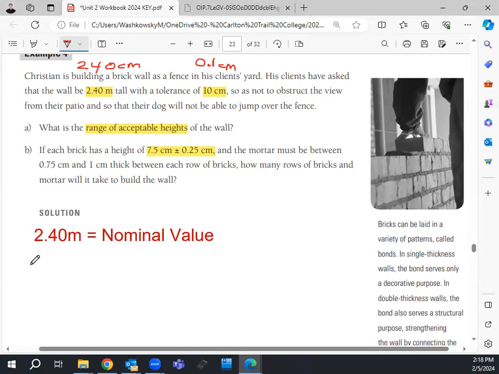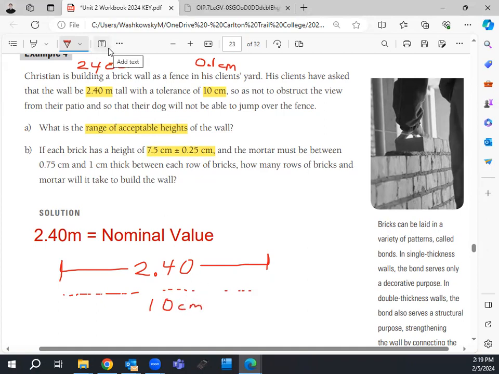And so just like before, if I have 2.40 as my nominal value, that's that middle part, it can have a tolerance of 10. I'm saying that it can be a little bit shorter, it can be a little bit bigger, but all of it can only be 10 centimeters. So if the whole of it's 10 centimeters, well, half of it is just going to be 5 centimeters, right? So it can be 5 centimeters shorter or 5 centimeters taller.